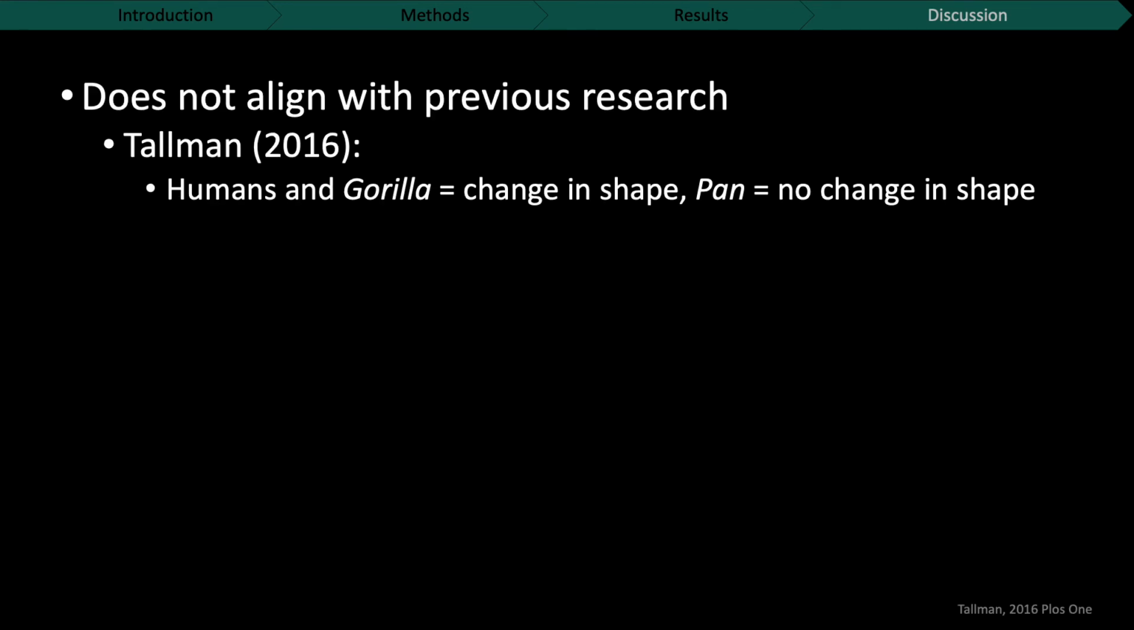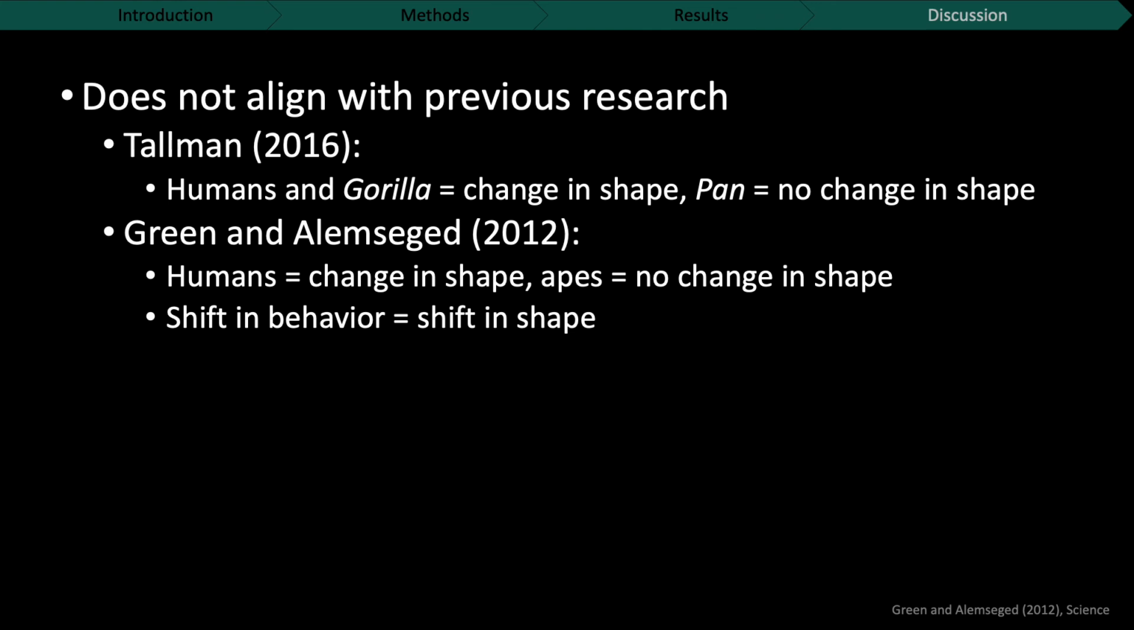Now, these results are in contrast to some previous work. Tallman in 2016 analyzed shape change in the distal femur through ontogeny and found that humans and gorillas show significant shape change while Pan did not, whereas I found that Homo showed no shape change. In 2012, Green and Alemseged analyzed shape changes in the shoulder through ontogeny and found humans to be the only taxon to change shape significantly through ontogeny. They also found that significant changes in shape correlated with shifts in behavior. Those trends were not seen here in the hand or foot. What this means is that shape change through ontogeny may be region-dependent and not a systemic trend throughout the skeleton.